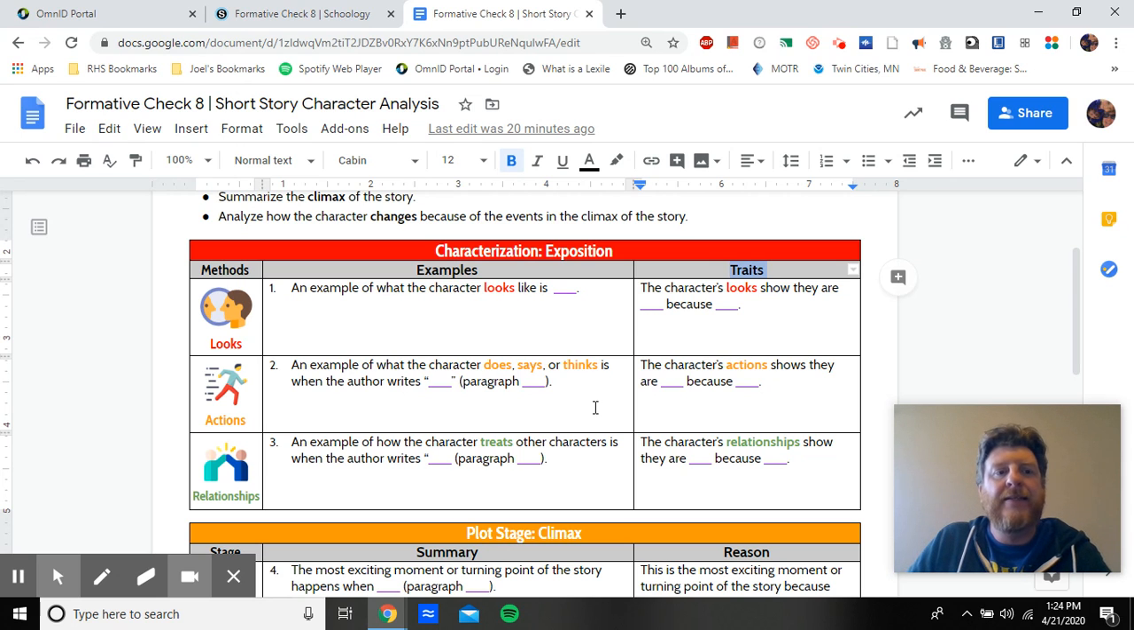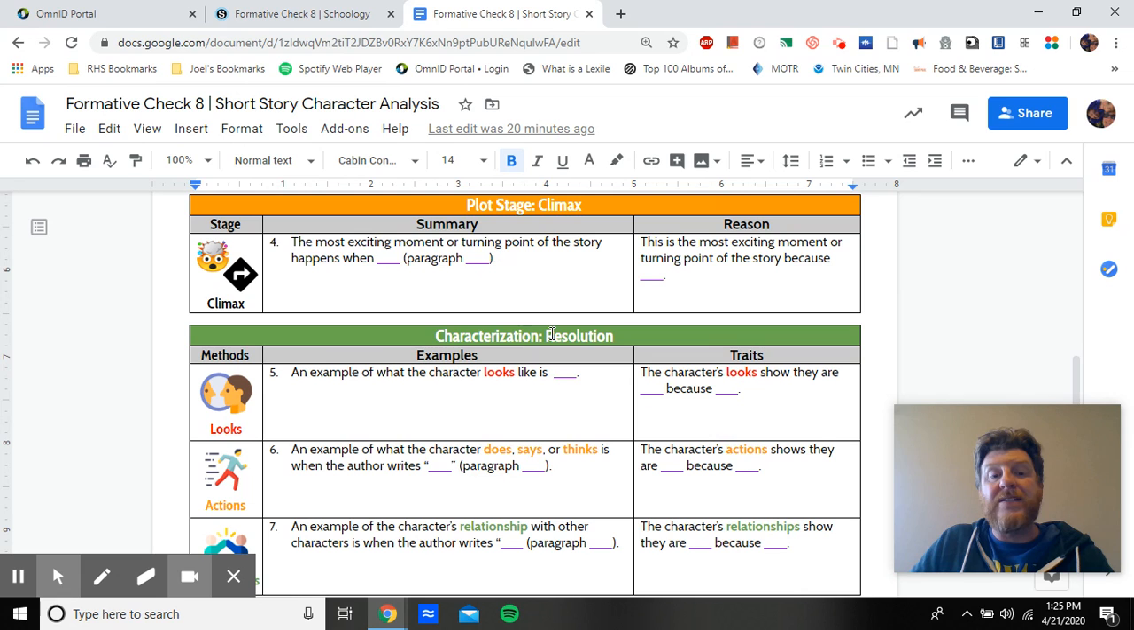Words like that. The other thing to keep in mind is that when we're dealing with the exposition of the story, that's everything that happens at the start of the story. I did see a couple of students on the assignments that they turned in, when they talked about the characters' relationships, use evidence from the end of the story in the exposition. So remember, exposition is the start, the resolution is the end.